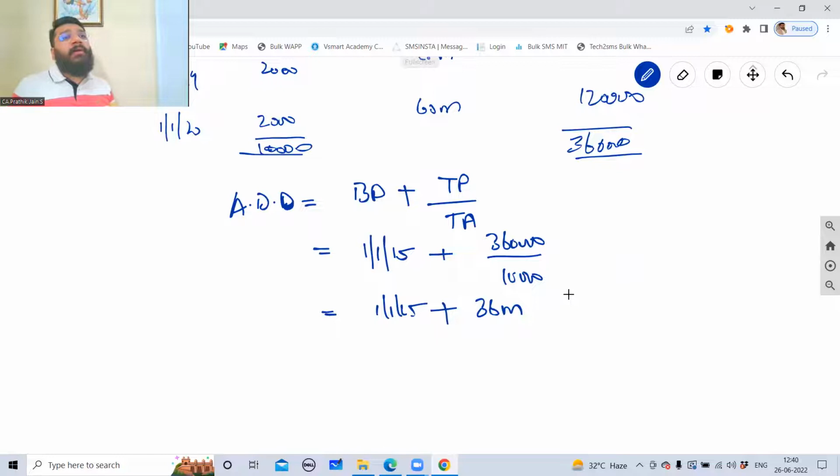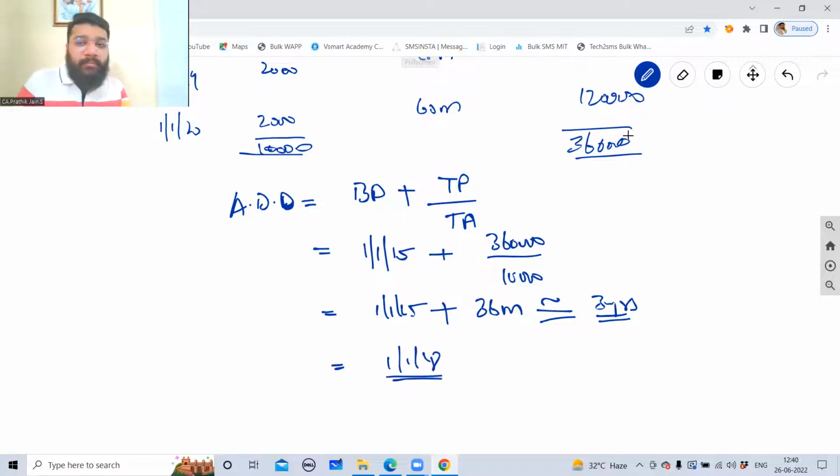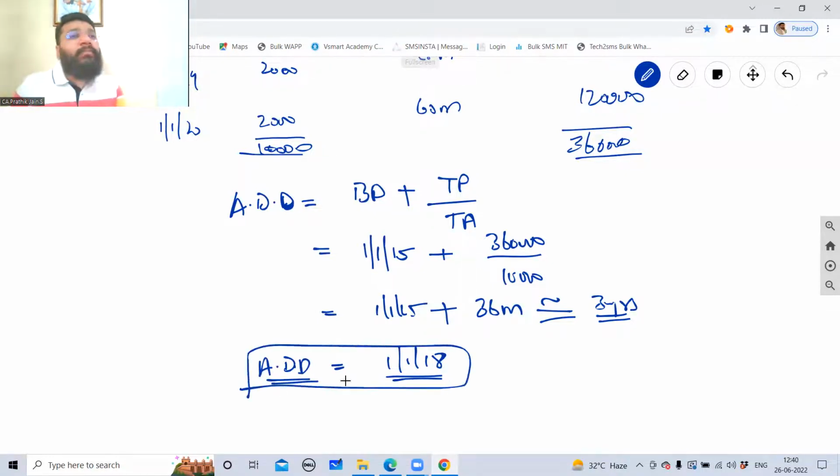36 months means how many years? 36 months means 3 years. So from 1/1/2015, add 3 years. You'll get 1/1/18. Online people, are you able to follow? Average due date is 1/1/18, which means on this date, you are supposed to make the payment of the full 10,000.